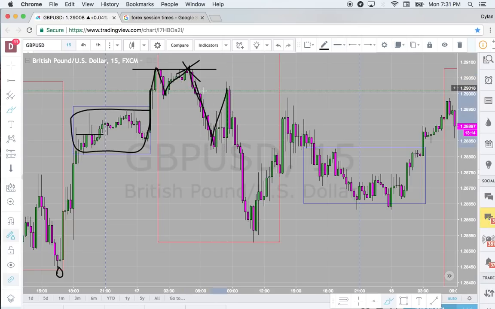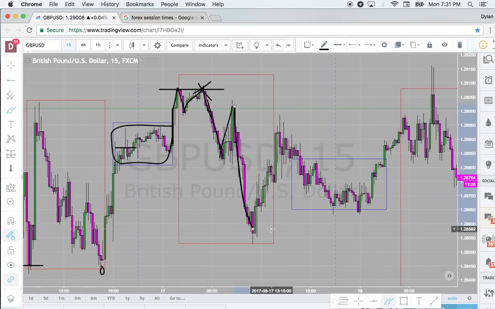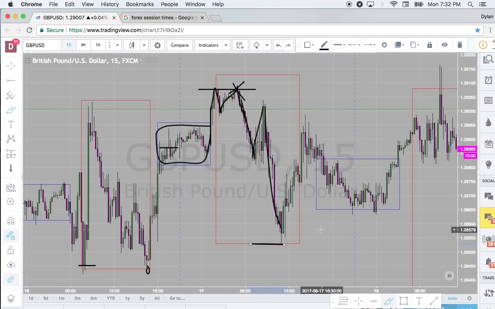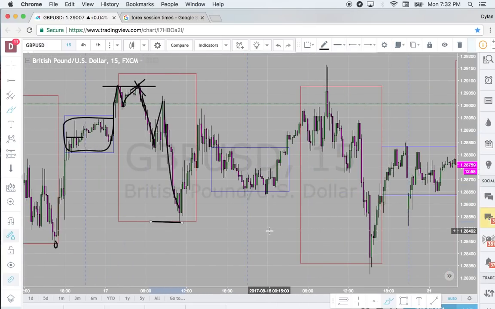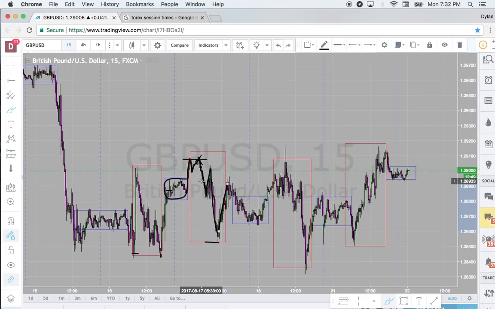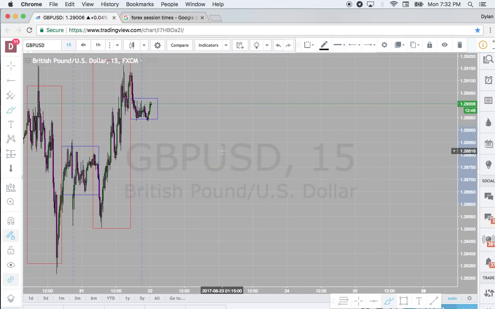And look at that, gave us one more opportunity to sell again if we wanted to, and then all the way back down to create the low of the day, and then comes back up.